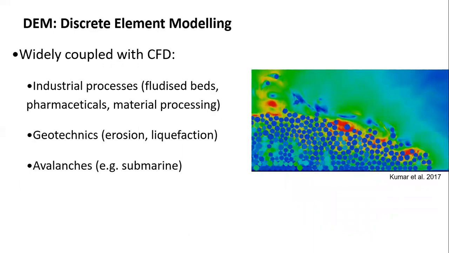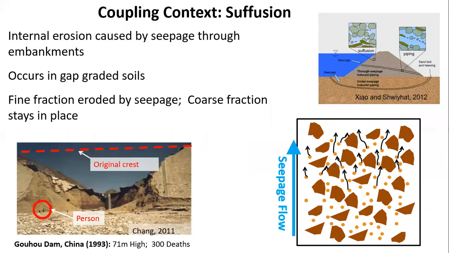DEM has also been widely coupled with CFD for a number of engineering applications, in particular in industrial processes, such as pharmaceuticals or material processing, soap powders, and in geotechnics. My work using coupled DEM-CFD has been carried out mainly in the context of internal erosion of dams, where seepage through an embankment causes fine soil particles to be washed out, leading to eventual collapse of the dam.